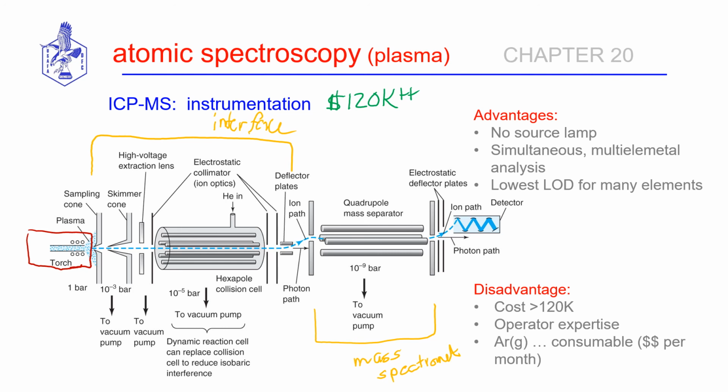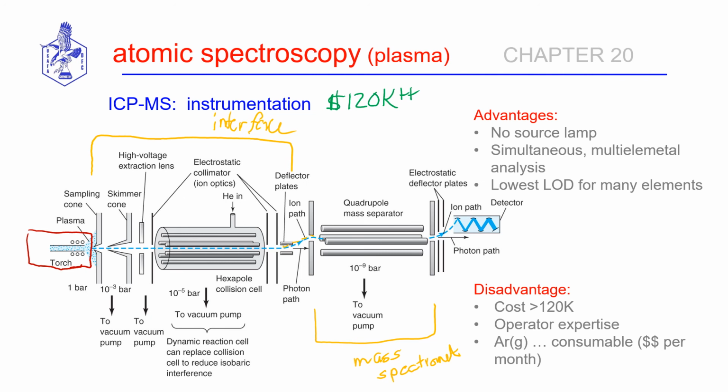A mass spectrometer is going to analyze on the basis of the mass to charge ratio of the different ions entering here. And we will detect over a fairly short period of time the concentrations of a whole variety of species. It's a very powerful instrument.